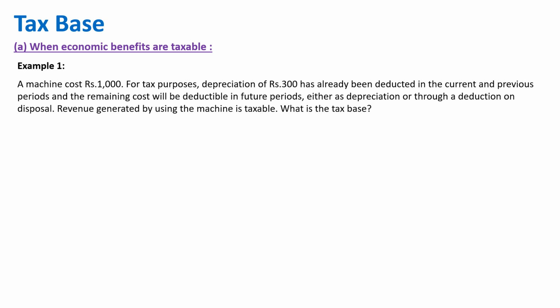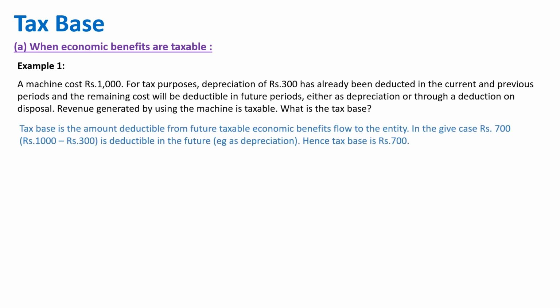So in the previous slide, we understood that if the economic benefit is taxable in future, then the amount will be deductible and will be treated as tax base. So in this case, the tax base is the amount deductible from future taxable economic benefits flow to the entity. In the given case, rupees 700, that is 1000 rupees minus depreciation of 300, is deductible in future. So whenever we have revenue in future, this asset of rupees 700 will be allowed as a deduction in the form of depreciation. Hence, the tax base here is rupees 700.